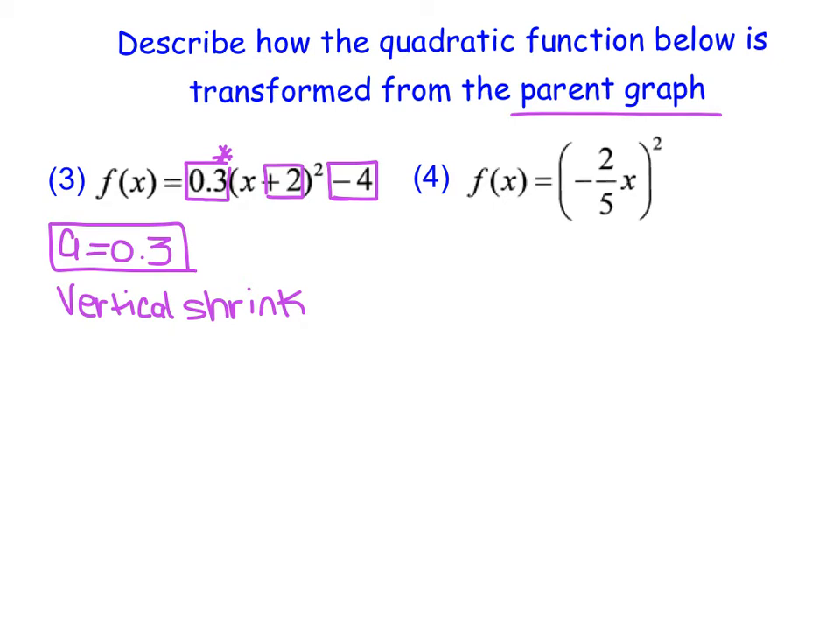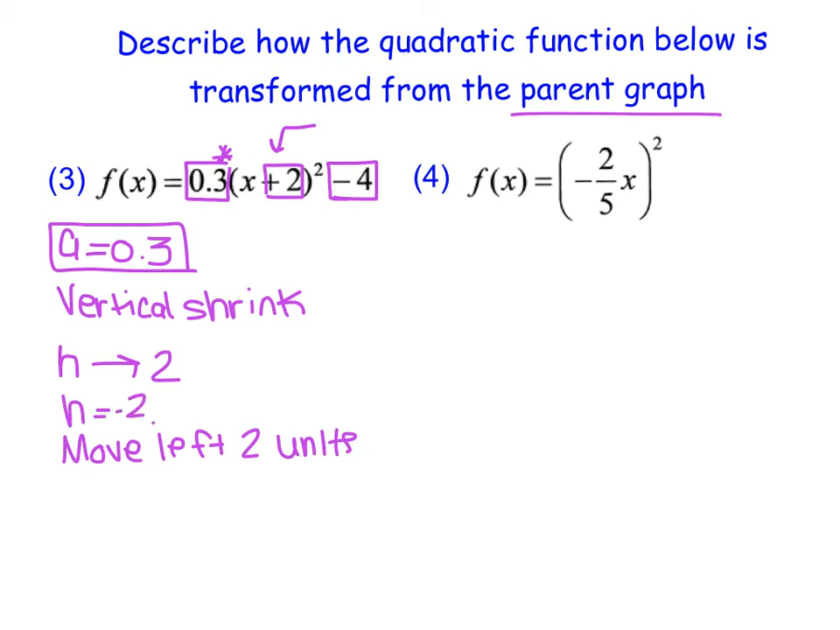Then if I move on to this +2 here, I know that the +2 relates to my h value. So my h value, it's related to that +2, but I have to think about this one a little bit because h values work the opposite of what we expect. So here I'm really going to be moving to the left. So I'm going to move the opposite of what I expect, move left 2 units. So my h value here is really a -2 because it's the opposite of what I expect, and it's moving to the left 2 units.